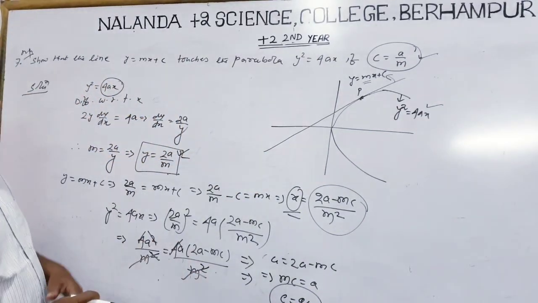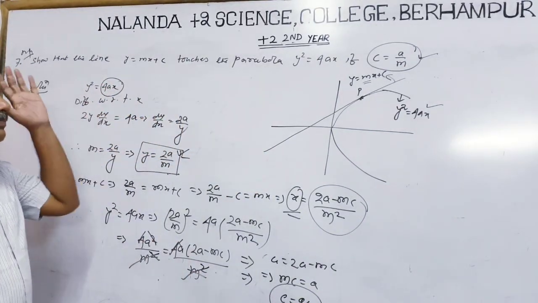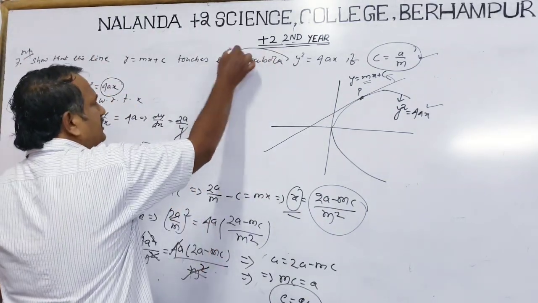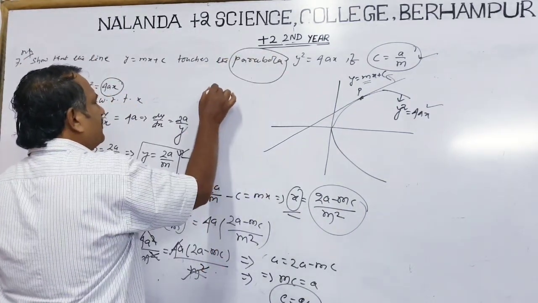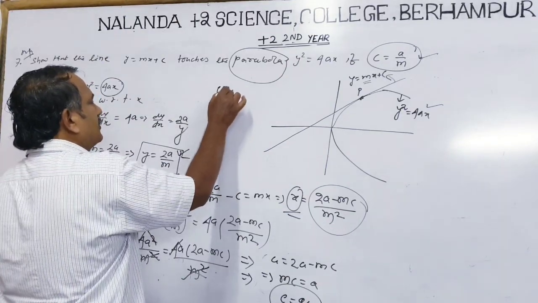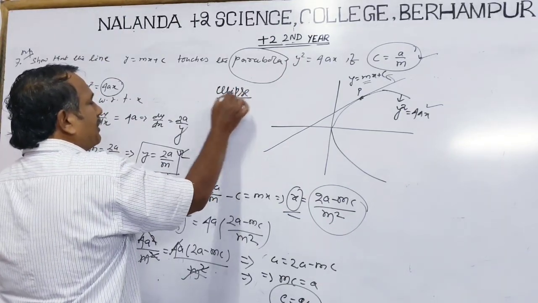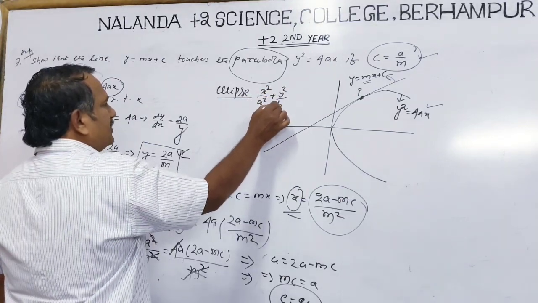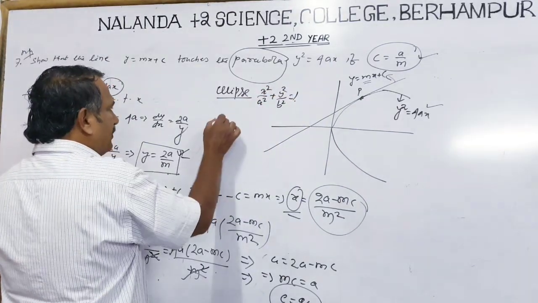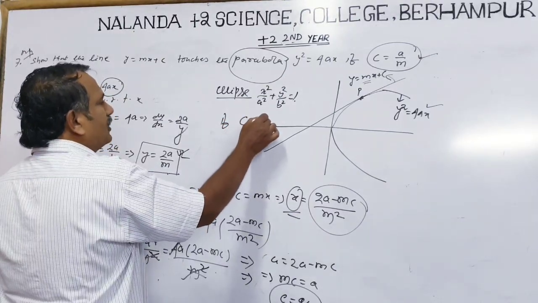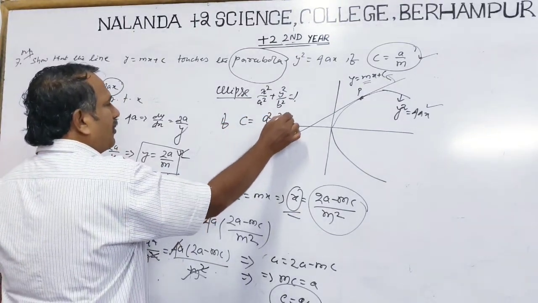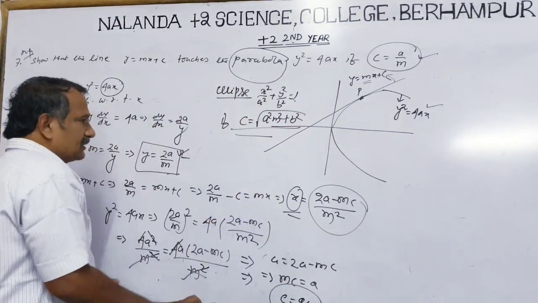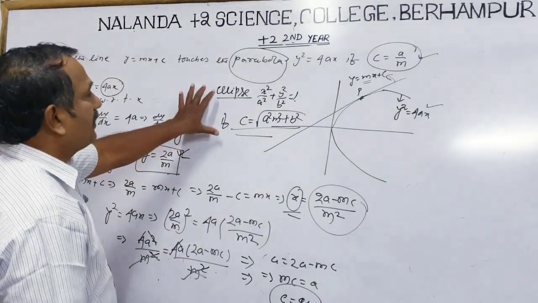What is the condition when the line touches the parabola? Same logic. Suppose instead of a parabola, an ellipse is given. What is the ellipse formula? x square by a square plus y square by b square equals 1. Now c equals root of a square m square plus b square. Same logic and same process is used here. Find out this is the c for the ellipse.